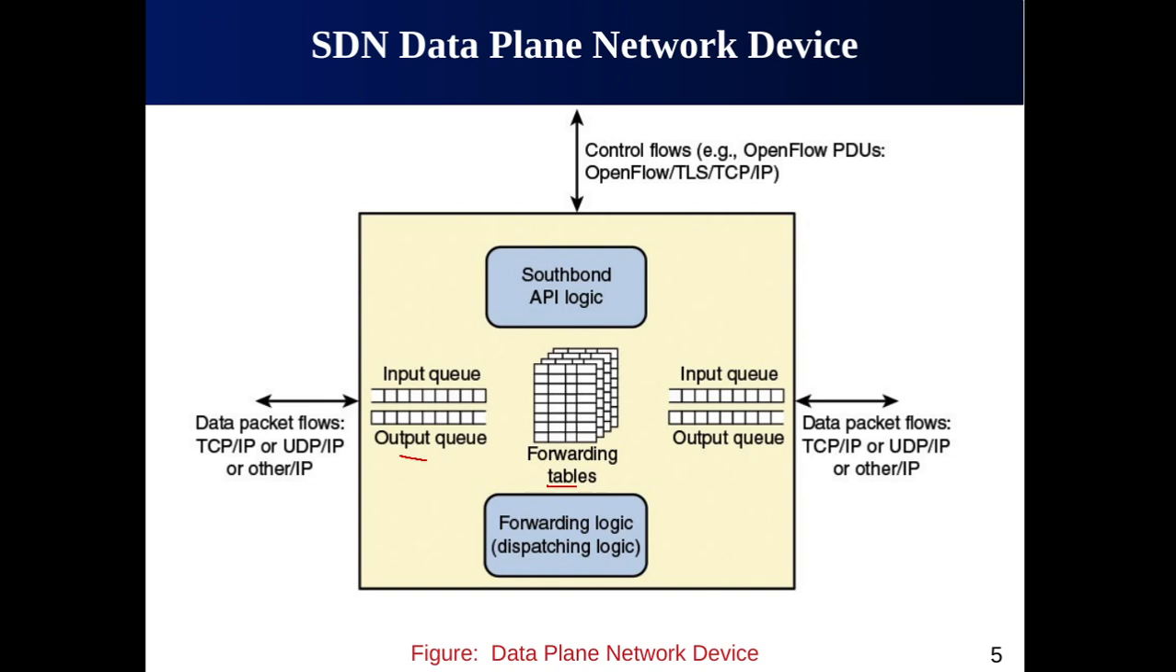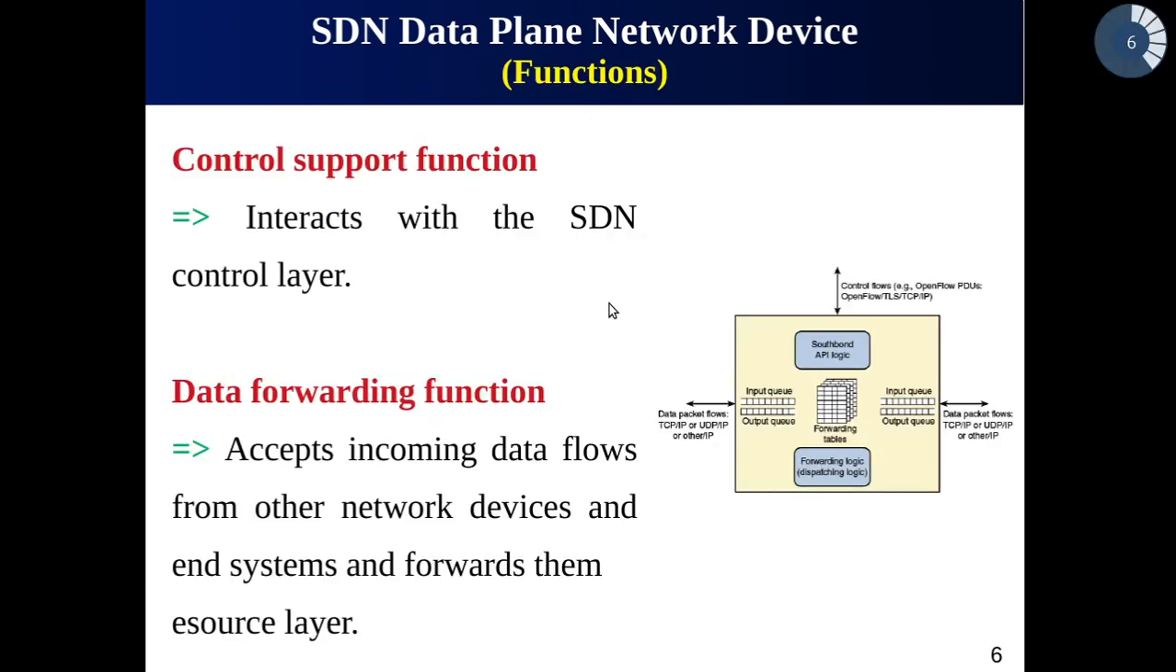Actually, it performs two functions. The first function is the control, and the second function is related with data forwarding. Control support function. Actually, you know who is controlling? The control is in the hands of the SDN controller. So this network device needs to interact with the SDN control layer. And for that we have APIs available, programmable APIs.